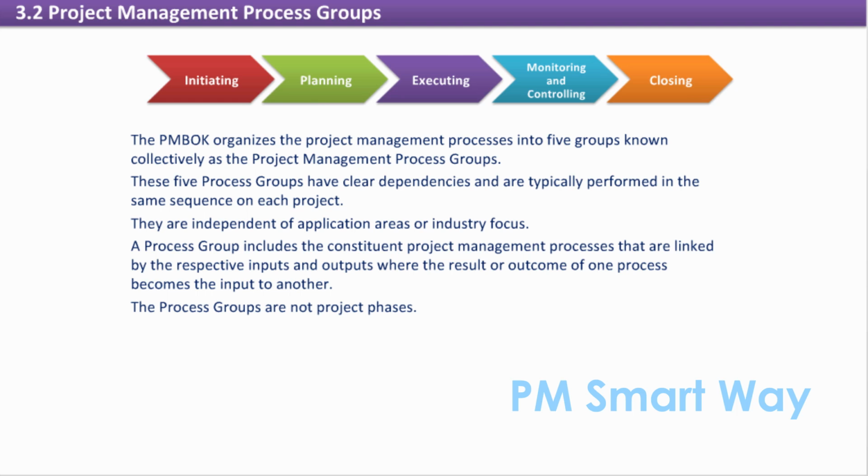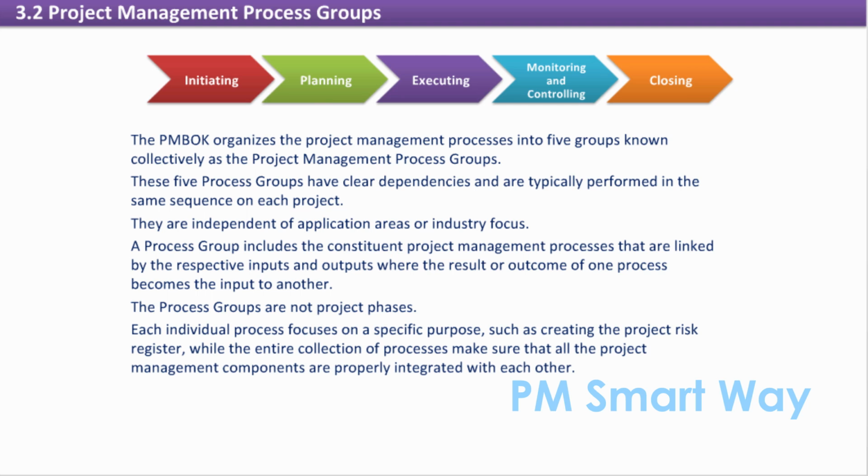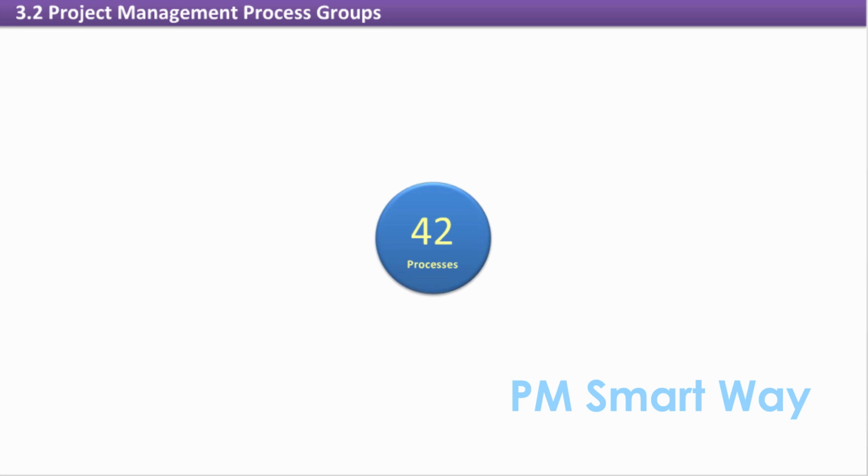The process groups are not project phases. Each individual process focuses on a specific purpose, such as creating the project risk register, while the entire collection of processes makes sure that all the project management components are properly integrated with each other. There's an inherent logic to the order of the process groups.